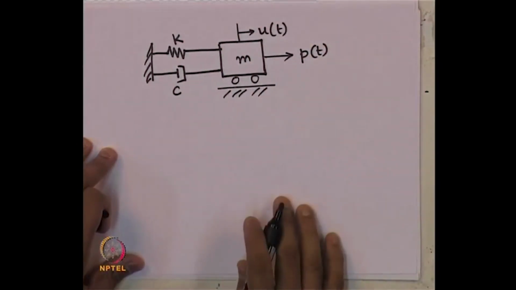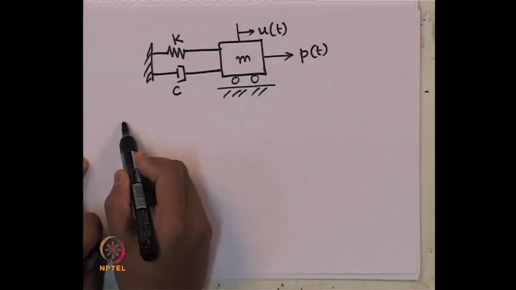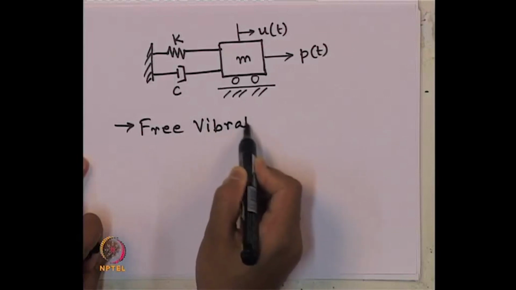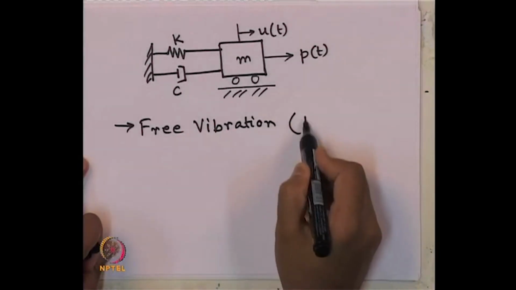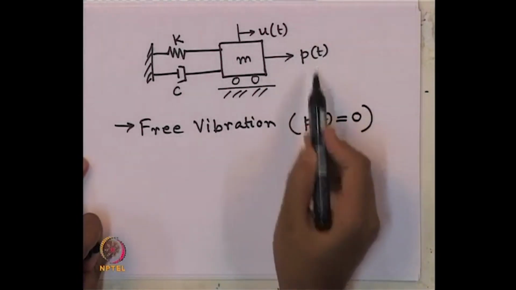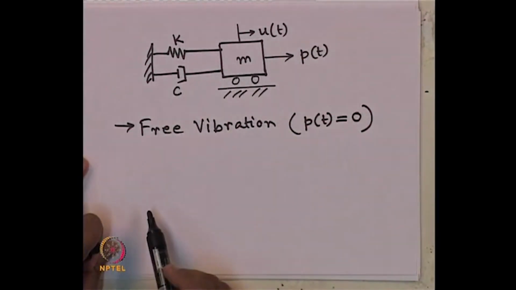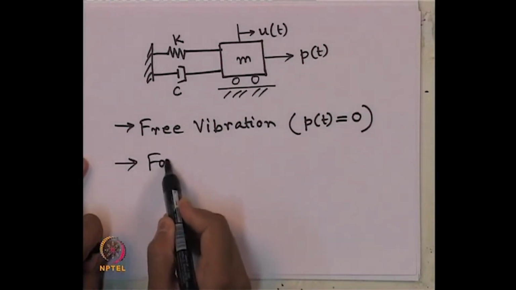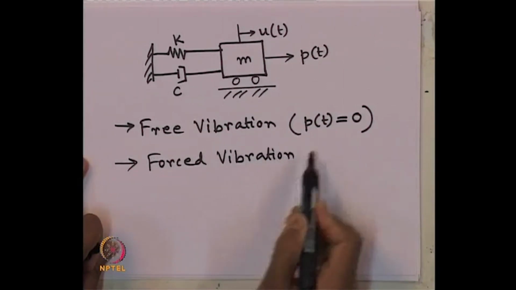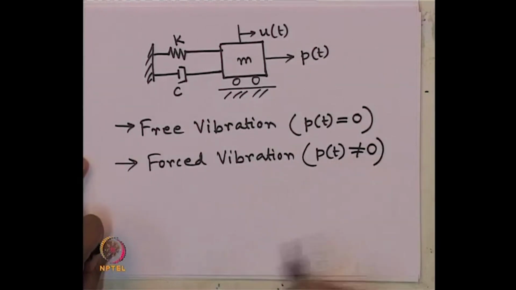So, for this single degree of freedom system, the major classification of vibration is, one is called free vibration. What is free vibration? If there is no externally applied load on the system. So, if this P(t) is not present, then the system is called free vibration. But if that externally applied dynamic load is present in the system, in that case we call it forced vibration. So, in that case P(t) is not equal to 0.